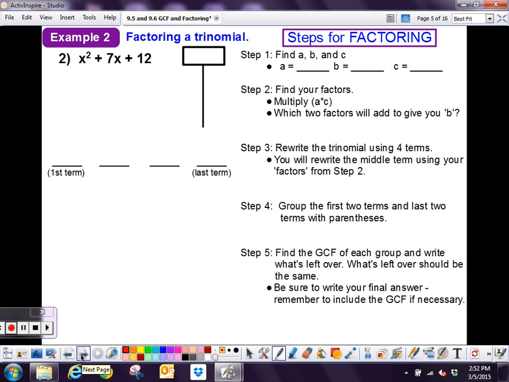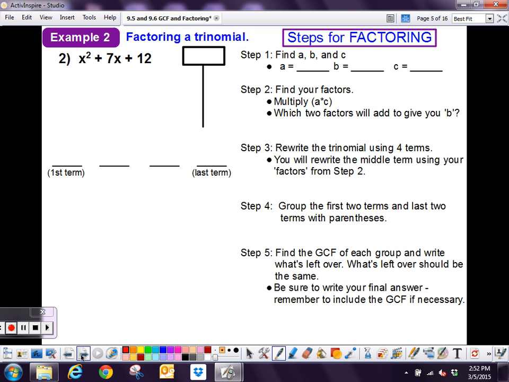Okay, now we're going to get into the main factoring stuff that we're going to be looking at this unit. This is the stuff that, as long as you can get the process down, it is not difficult, but you do have to get that process down. All right, so here we go.